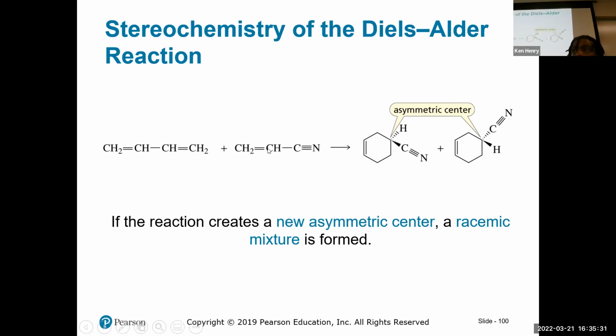Okay, so here are two structures. So these are going to give us, we have an asymmetric center. So then we're going to end up with a racemic mixture in this case. Right, so in one case, there's our asymmetric center. We have it pointing down, in this case, pointing up. So 1, 2, 3.